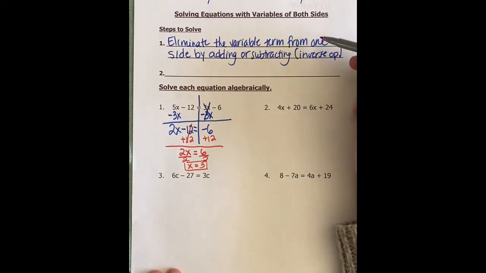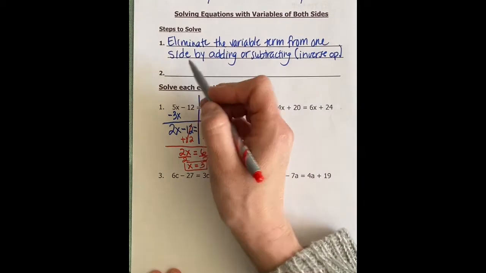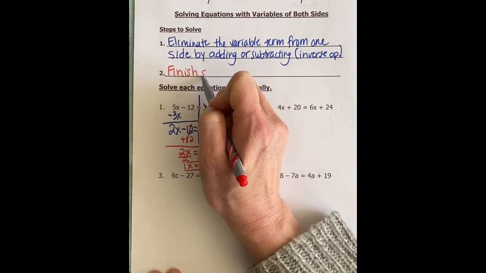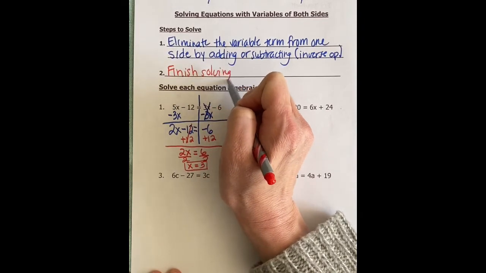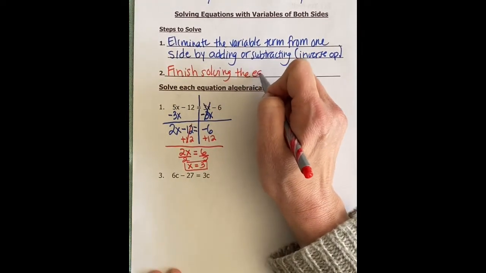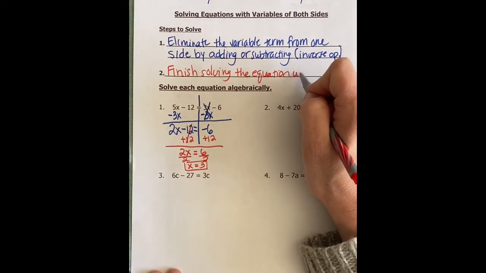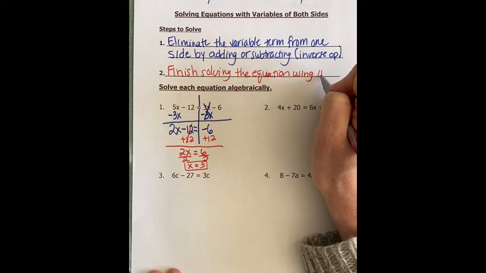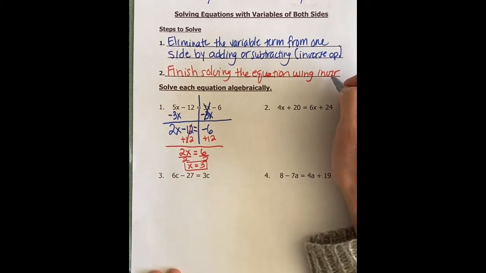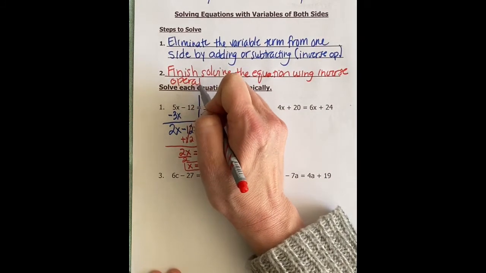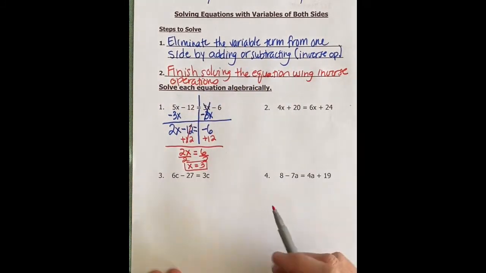So after I eliminate the variable from one side by adding or subtracting, I'm going to finish solving the equation using inverse operations, because now it's a two-step equation. So it becomes something that you've already learned how to do.